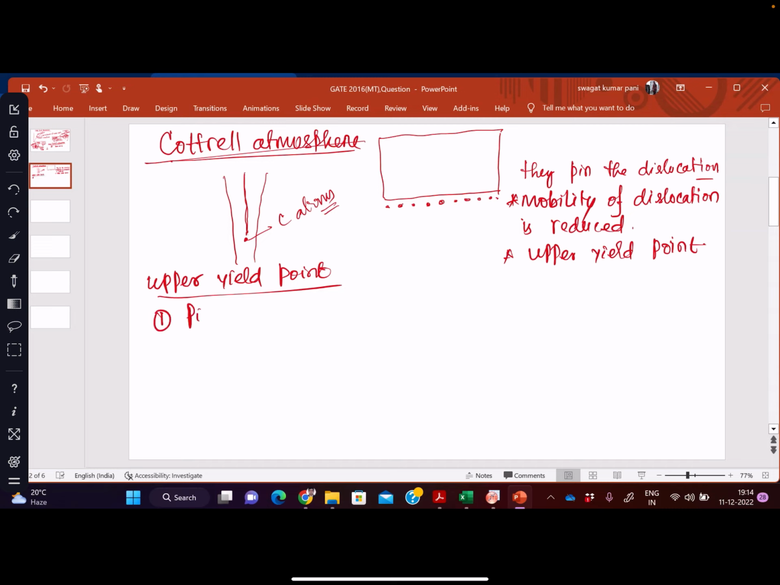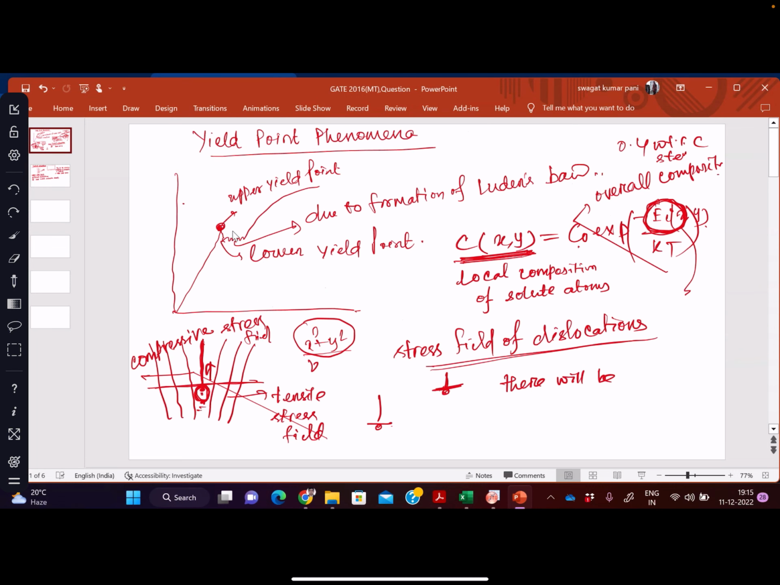The reason for this is pinned dislocations, and second is low mobile dislocation density. And then we see there is a yield drop. This drop from the upper yield point to the lower yield point is called the yield drop.